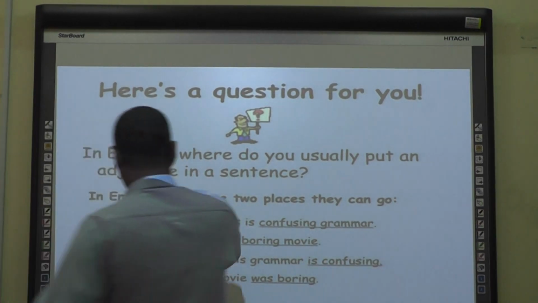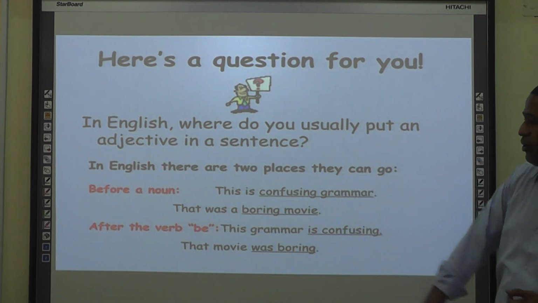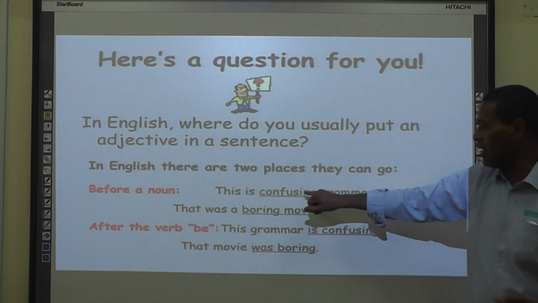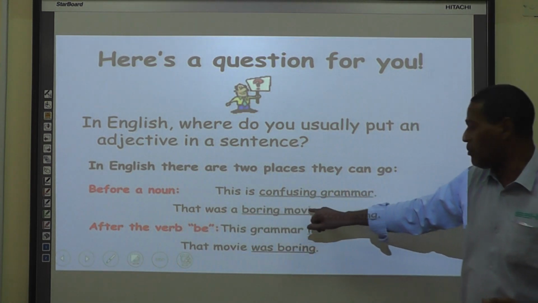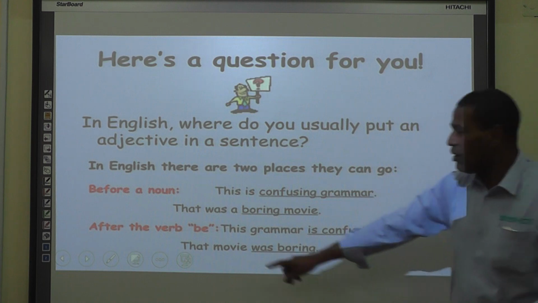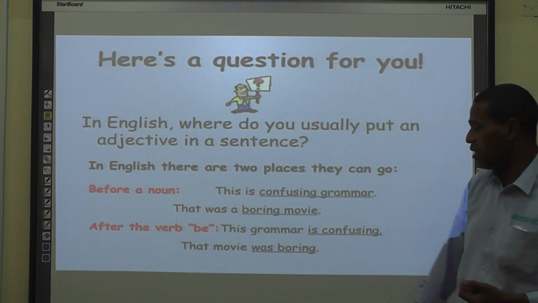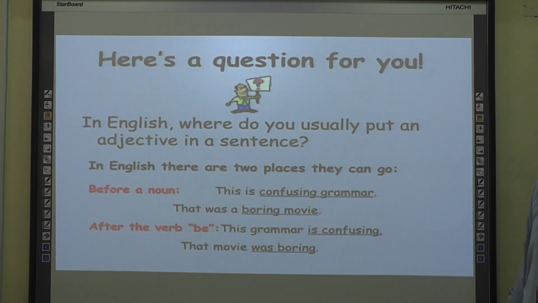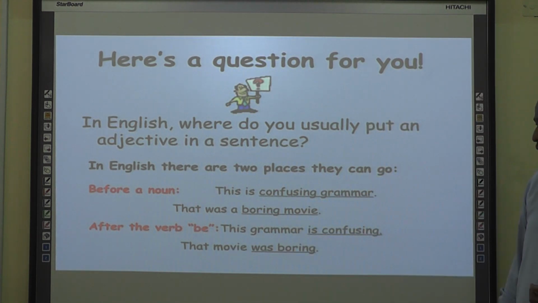And the answer is, in English, there are two places the adjectives can go. Either before a noun, like this is a confusing grammar, or that was a boring movie, or after the verb be, am or is or are. This grammar is confusing, or that movie was boring.